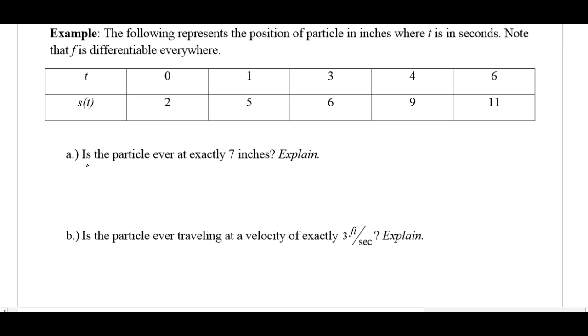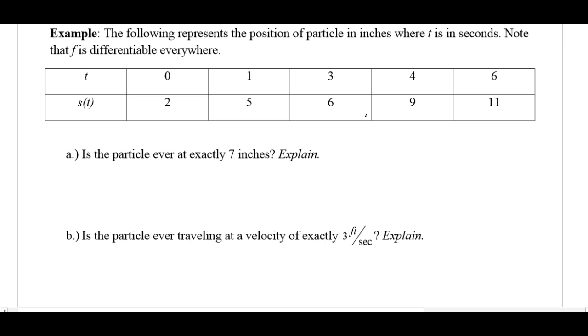Now in part A, is the particle ever at exactly 7 inches? Explain. So this first part is actually a review problem. So here's this position function, and I know at time 3 seconds the particle is at 6 inches, and at 4 seconds the particle is at 9 inches. So what we're using here is the Intermediate Value Theorem. So sometime between 3 and 4 seconds, the particle has to have been at 7 inches because my function is continuous.